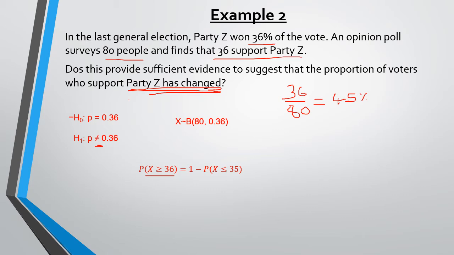And what I want to look at is the 45% that I've got up here. So I can see now that it has increased. So because it's an increase, I want to work out that it's greater than or equal to. If this was 20%, I'd want to work out less than or equal to. Okay.